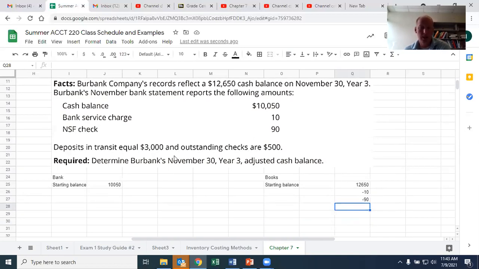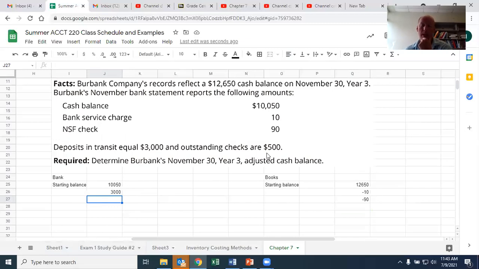Okay, deposits in transit equal $3,000. So that's money that we know about. We deposited it, but the bank doesn't know about it because it's in transit. Transit just means, think of like the transit authority or something like that. It means that it's in motion or it hasn't arrived yet, right? So that deposit in transit is going to increase as soon as it arrives at the bank, or as soon as the bank records it, really, then that's going to increase the bank balance.